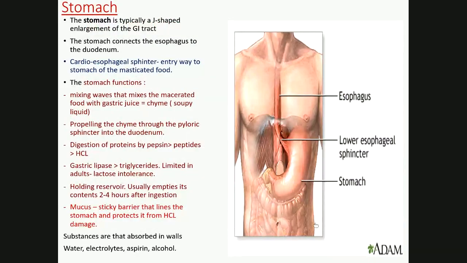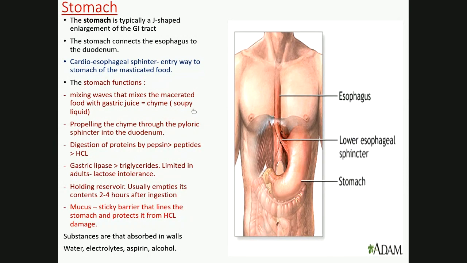So as you can see here, the stomach is J-shaped. We call it J-shaped, and it starts at this region, and this sphincter is called the lower esophageal sphincter. Another name for this is the cardioesophageal sphincter. The reason we call that is because the heart sits right in this region. Sometimes gastric issues can be confused as a heart problem, and a heart issue can be confused as a gastric issue because the sphincter is located right underneath the heart.